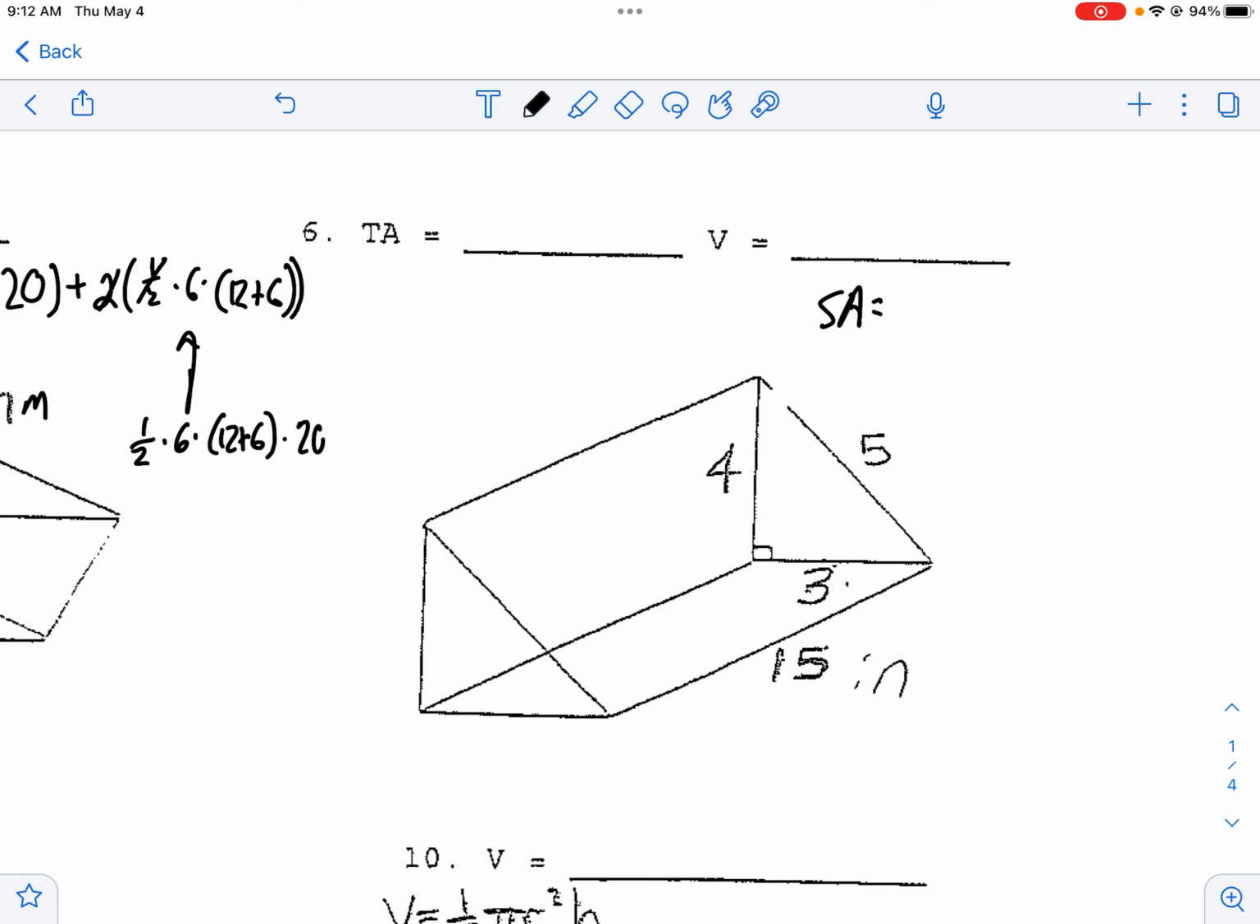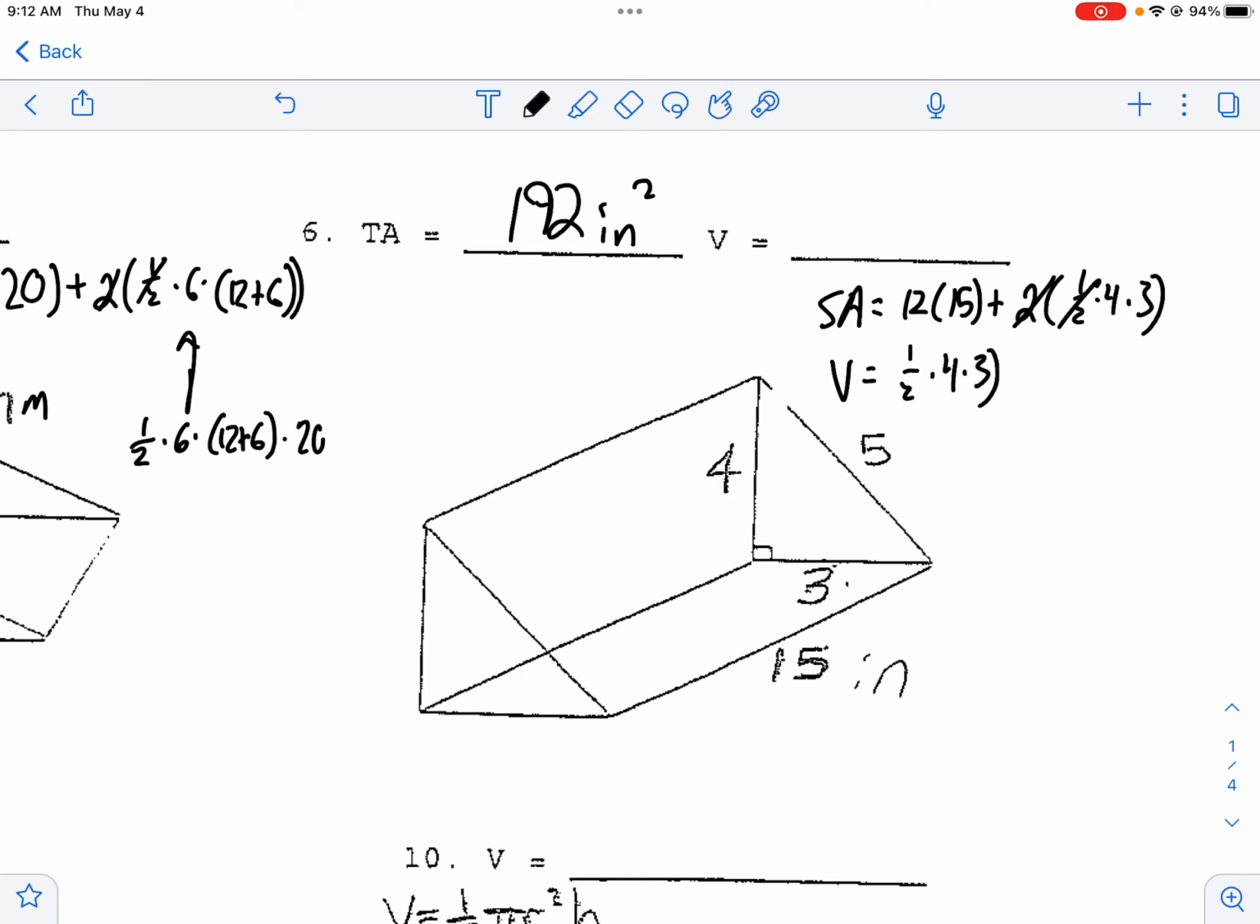This one, surface area is equal to pH, so that would be 5 plus 4 plus 3 is 12, times the height, which is 15, plus 2 times the area of the base, 2 times 1/2 times 4 times 3. Again, these will cancel. That's 12 times 15 plus 12 is 192 inches squared. The volume, the area of the base, 1/2 times 4 times 3, times the height, which is 15, gives me a 90 inches cubed volume.